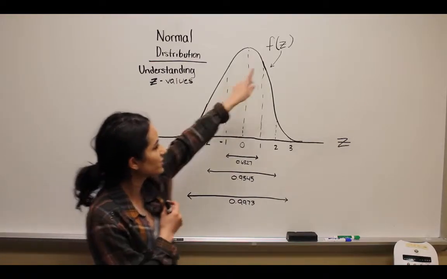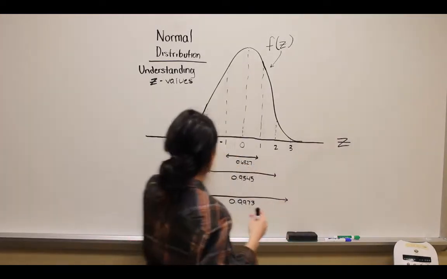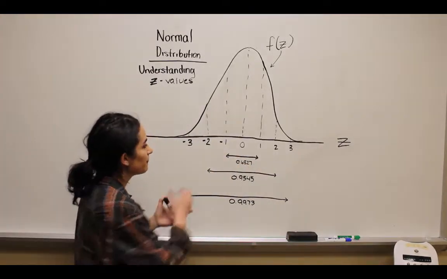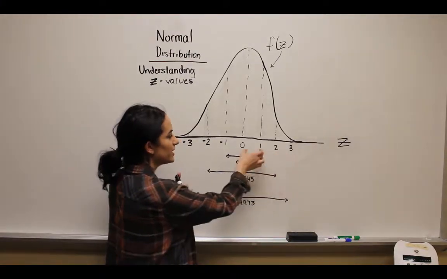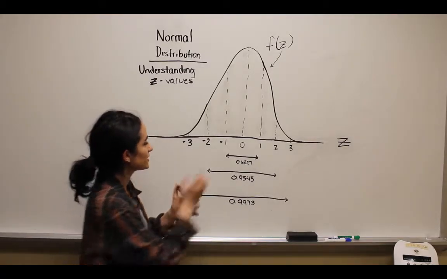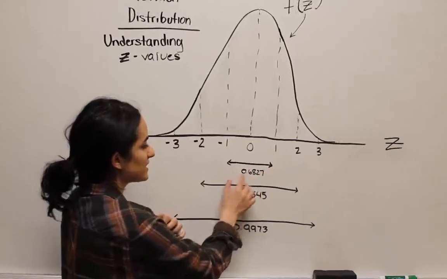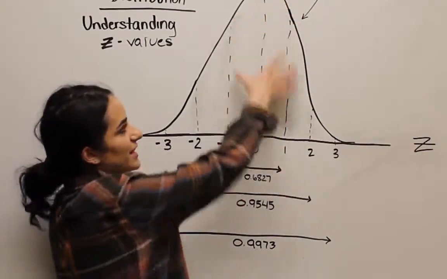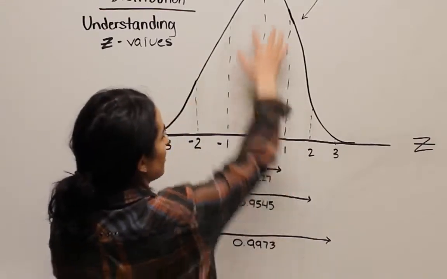So here we have a function of z, which is just the normal distribution, and on the x-axis we have all the z values. What each of these means, like this 1, 2, 3, is that they represent the standard deviations away from the mean. So for example, if you were one standard deviation away from the mean, 68.27% of the area under this curve would fall between these two columns.